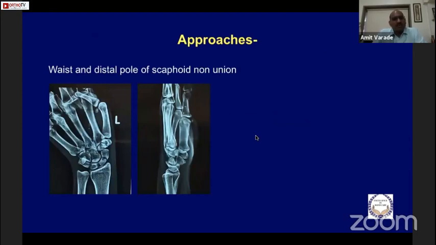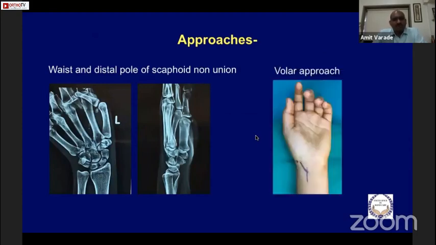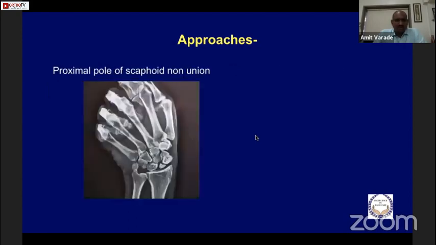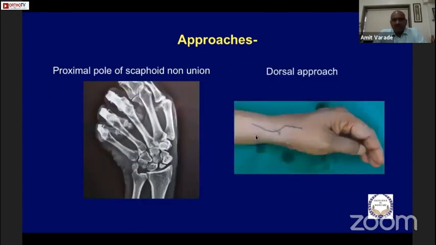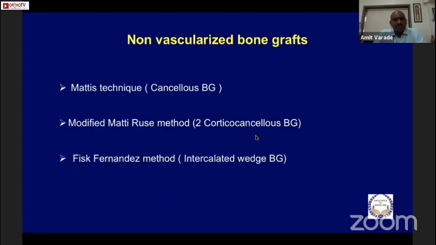For approaches to waist and distal pole scaphoid non-union, we prefer the volar approach between FCR and radial artery. Divide the radioscapulocapitate ligament and approach the scaphoid. In case of proximal pole non-unions, we have to go by dorsal approach between the EPL and EP, first and third compartment.